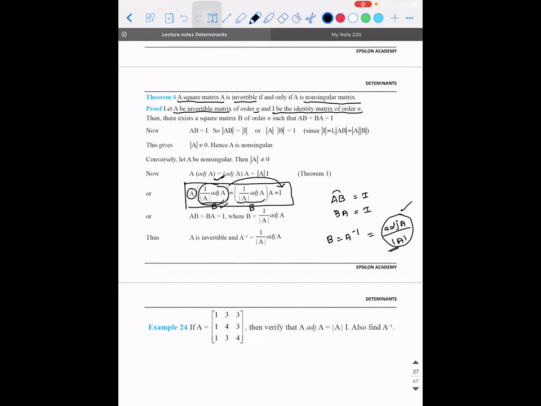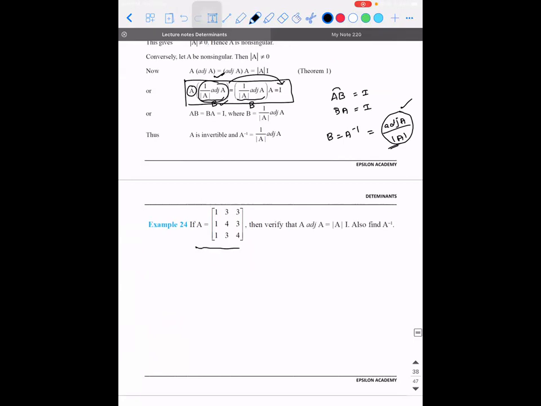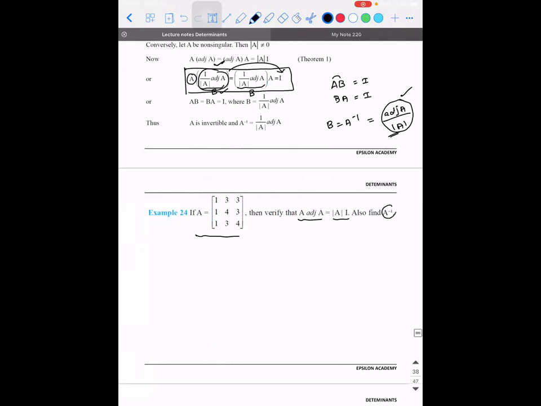Right? Now see. If I take a matrix A equal to [1, 3, 3; 1, 4, 3; 1, 3, 4], then they're asking us to verify that A into adjoint of A is equal to determinant of A into I. Is this condition satisfied or not? Once you find whether it is satisfying or not, you need to find the inverse of it. Shall we do it? For us to find the adjoint of A, we'll find the cofactor matrix. So can you tell me the cofactor matrix?